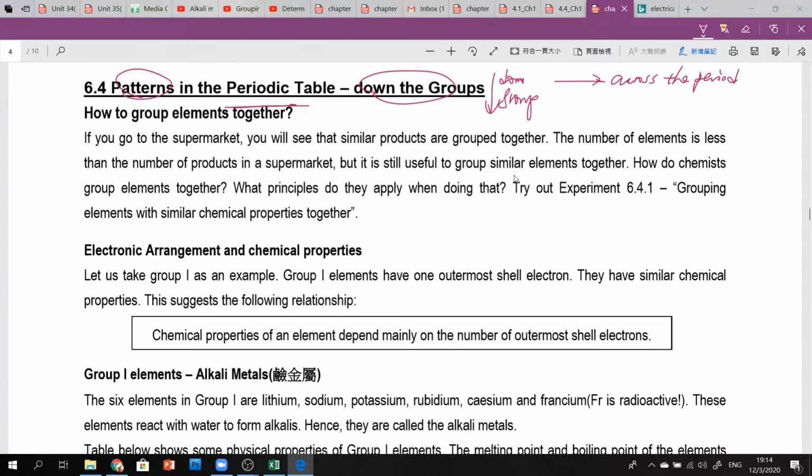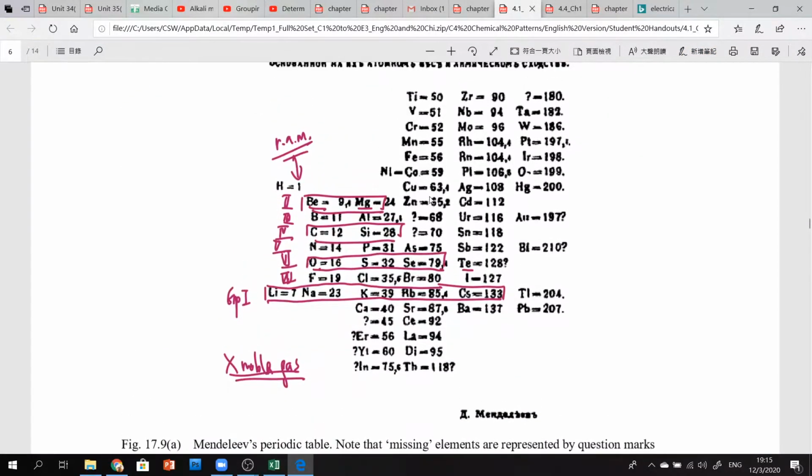So in this video, we are going to take a look at those elements which are already grouped together. What is meant by grouped together? We follow the steps of Mendeleev 151 years ago to come up with the periodic table. Just recall that what Mendeleev did was to come up with the periodic table based on the difference in the chemical properties.